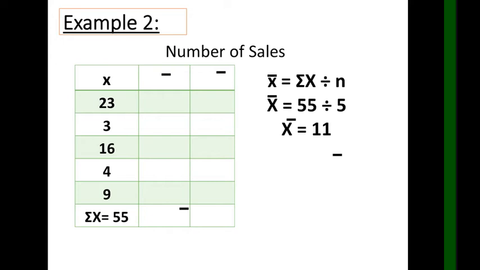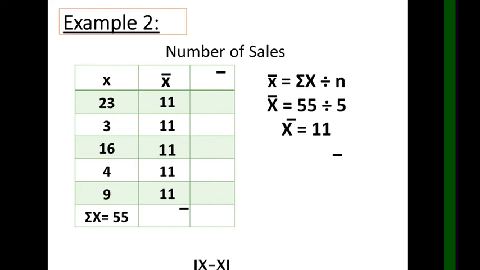55 is the sum of all the items. And the quotient of 55 divided by 5 is 11. So that is our mean. Put 11 in all the items.